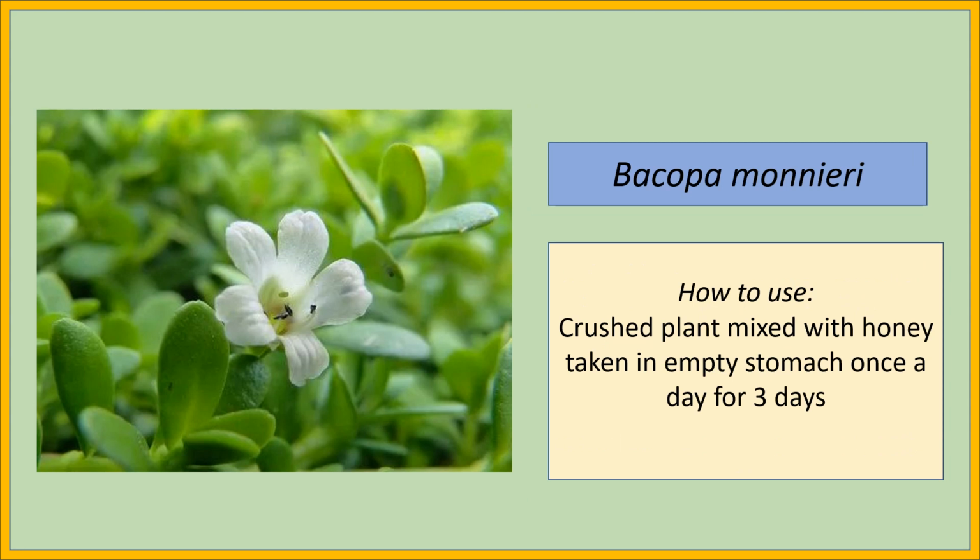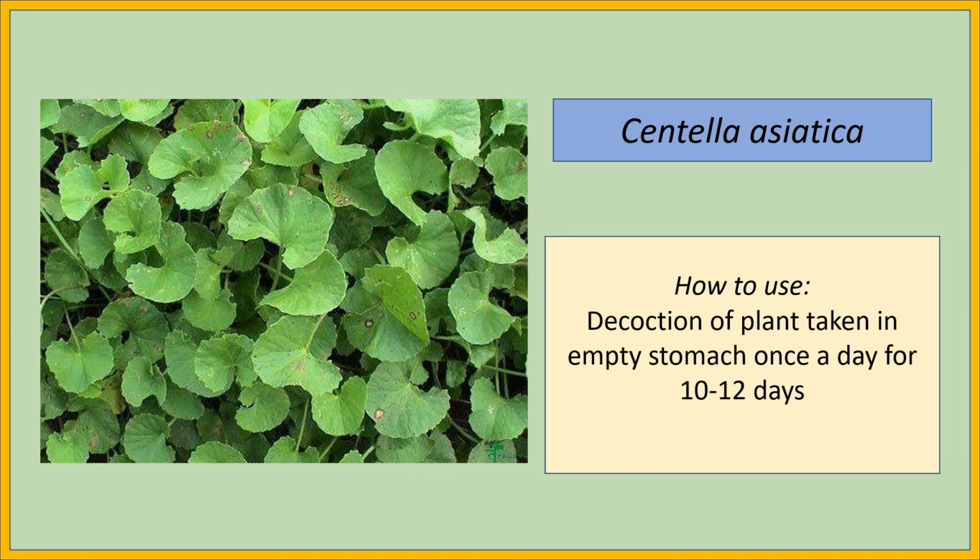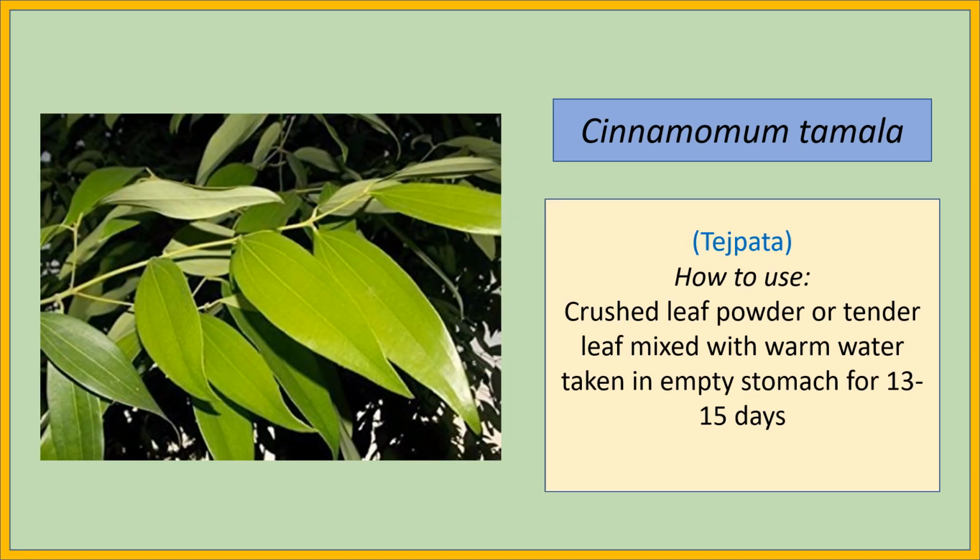So Bacopa monnieri, this is an important wetland plant, and the crushed leaf of Bacopa monnieri mixed with honey, taken on an empty stomach for about 3 days, can be used as an anti-helminthic agent. Next, this is Centella asiatica. The decoction of the plant is taken on an empty stomach once a day for 10 to 12 days. So they can be an important anti-helminthic agent.